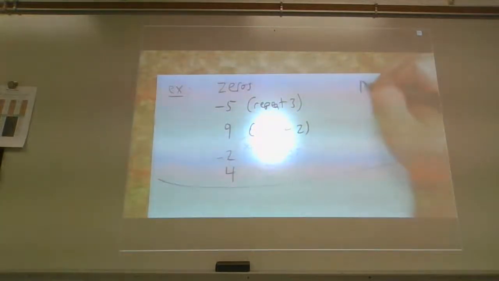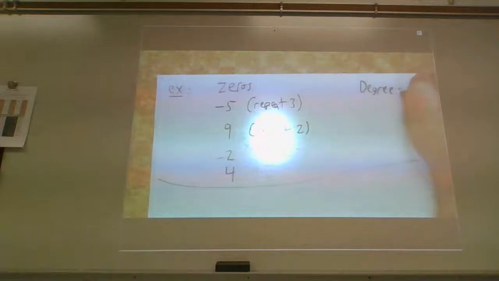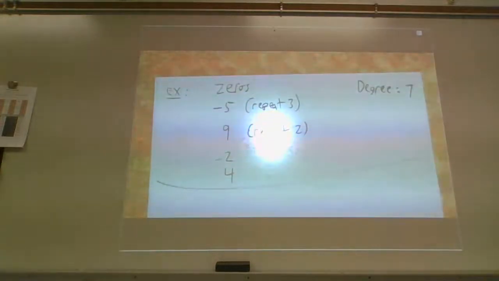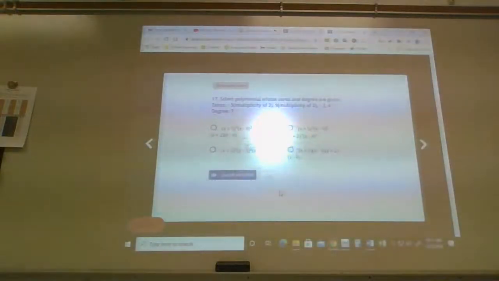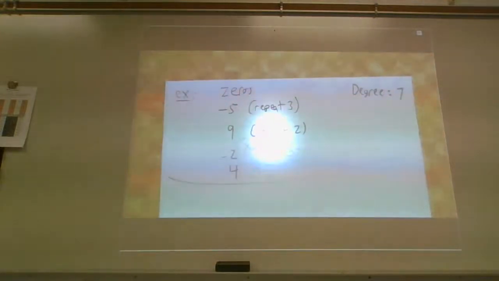Then they said that the degree of this thing had to be 7, meaning a 7th degree polynomial, the largest exponent being a 7. Look at the way they gave you the choices. They gave you the choices in that factored form that I was referring to. Well, let's see what it would look like.